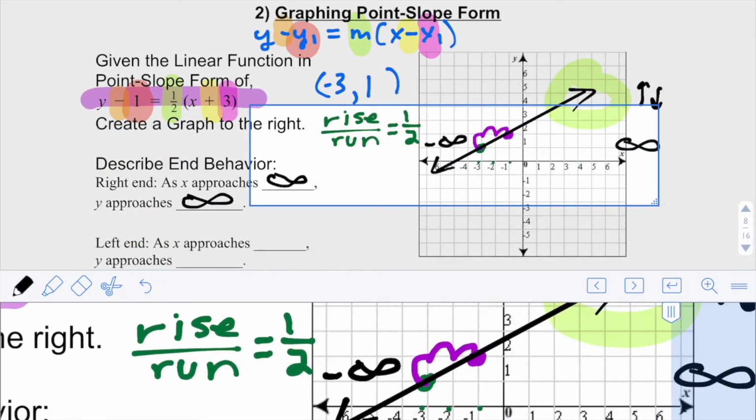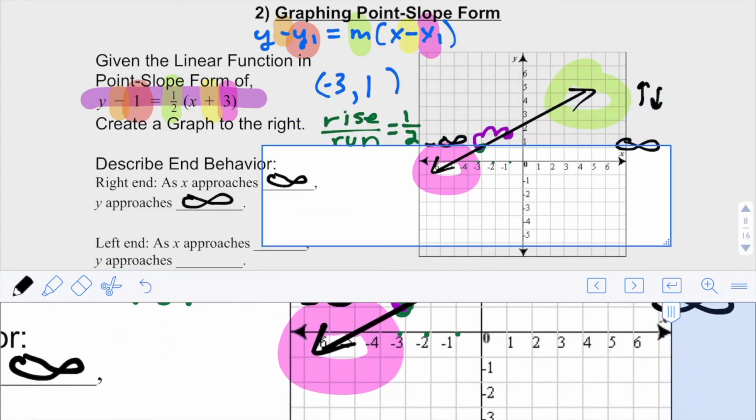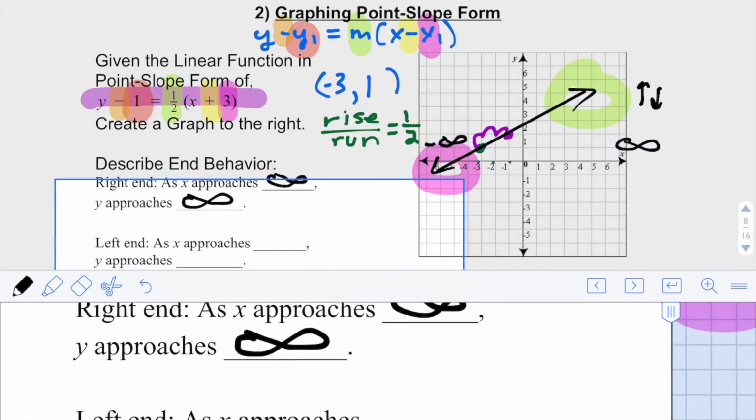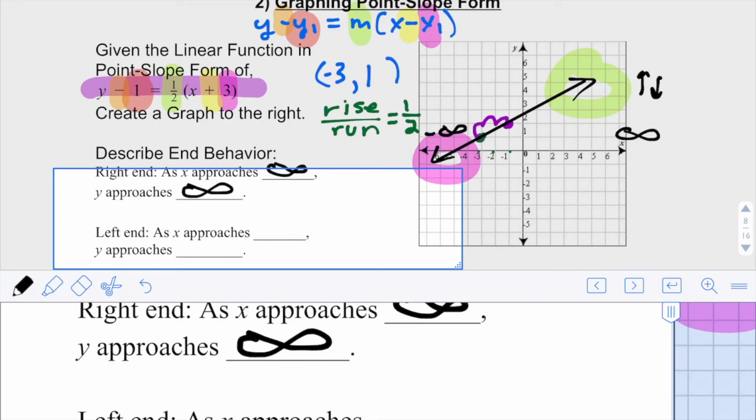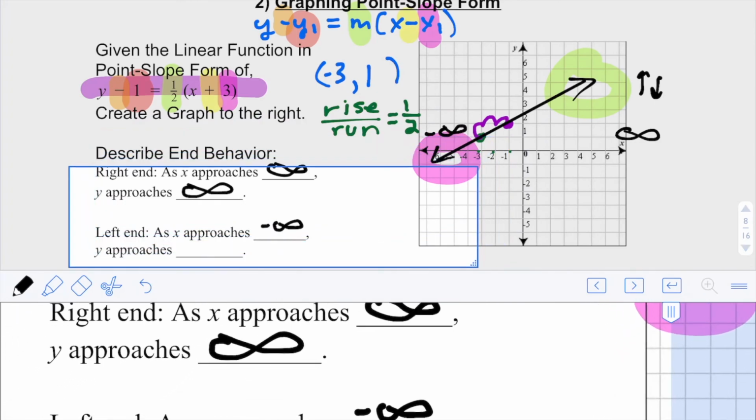Now we want to look at the other side of the graph. The arrow is definitely pointing to the negative infinity of the x, and then it's also pointing down toward the negative infinity of the y. So how we would say that mathematically is as x approaches negative infinity, it's going left. It's also going down, so it's approaching y's negative infinity.